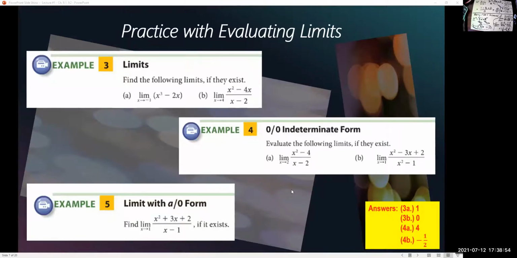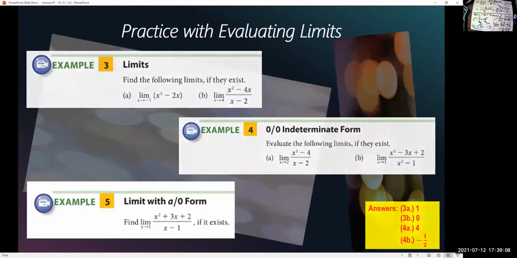Oh, I think I have the incorrect answer here. This should be -1/3. It says -1/2. Sorry about that, guys. But you do have your answers, so you could come back and check in that way.